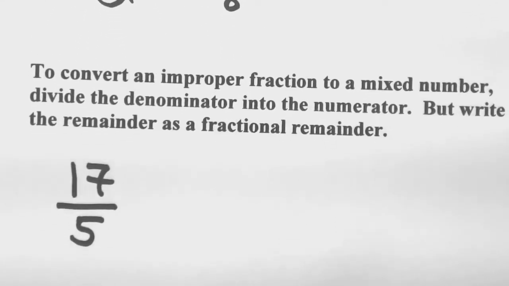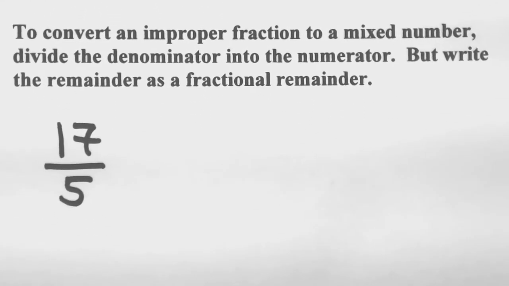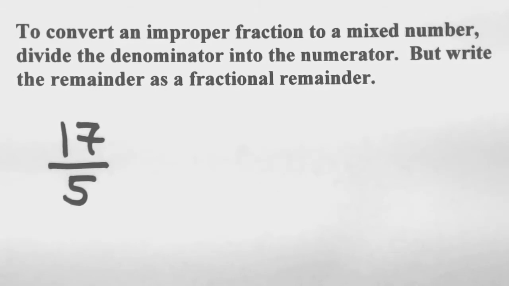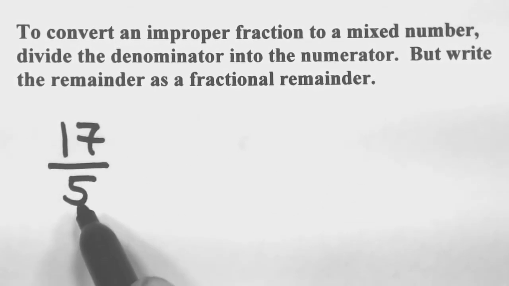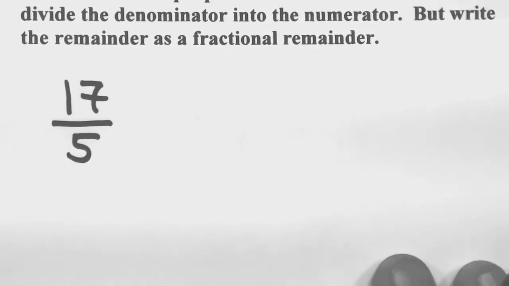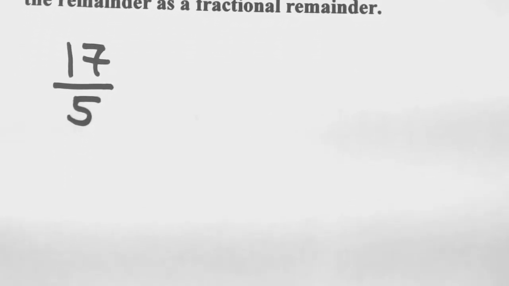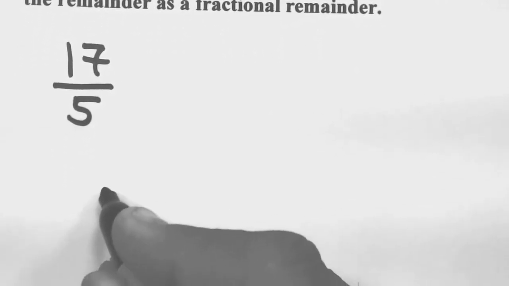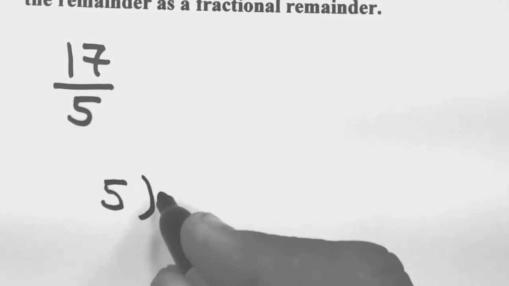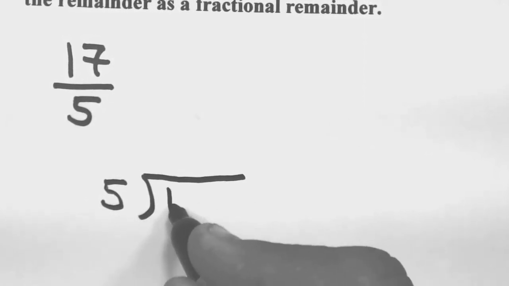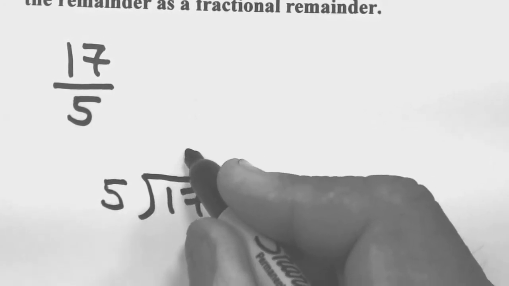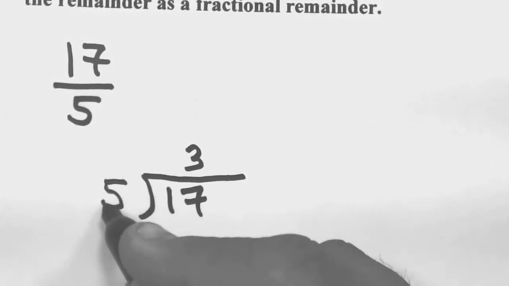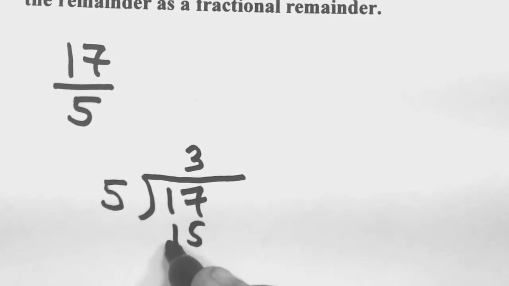What do we do if we have an improper fraction and want to make a mixed number out of it? Well, the thing to remember is this is 17 divided by 5. And if you turn around and do that division, the 5 divided into the 17, then we know that 5 goes into 17 3 times. 3 times 5 is 15. We subtract this, we end up with getting 2.